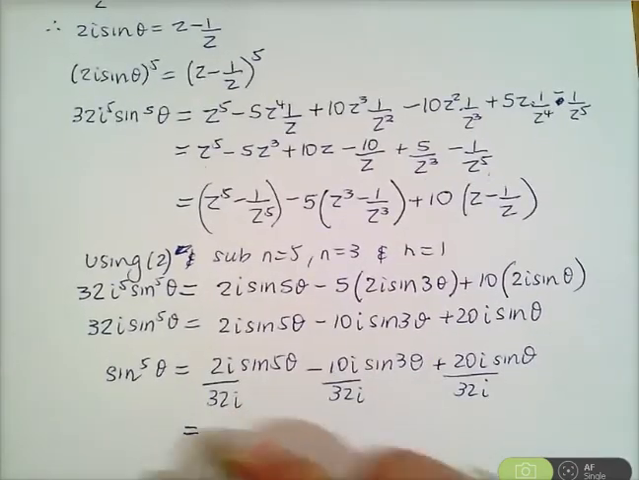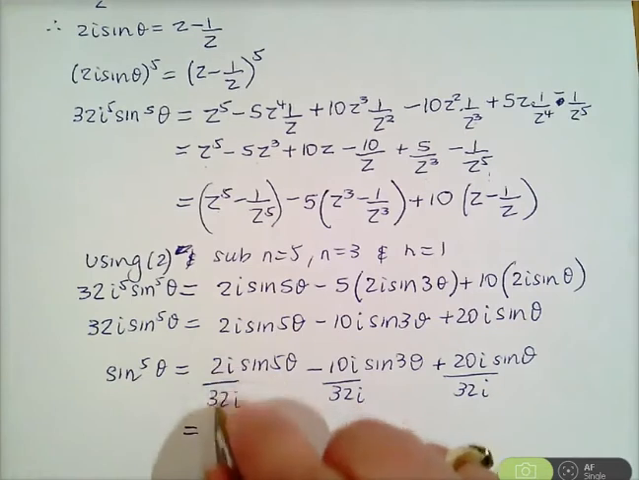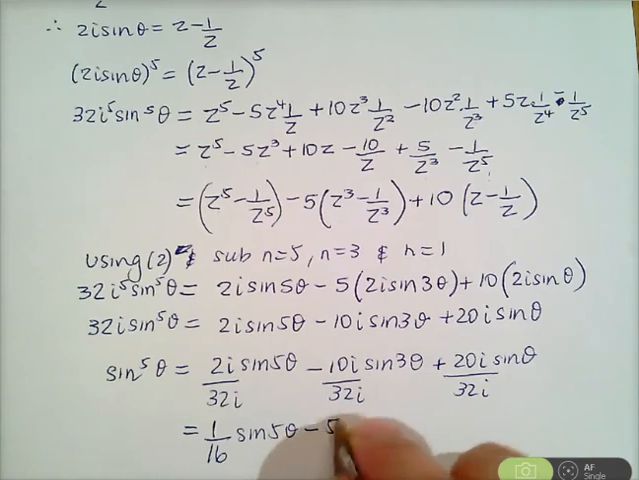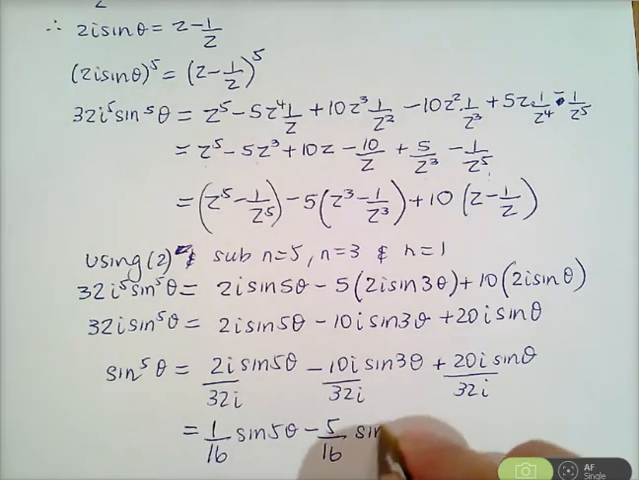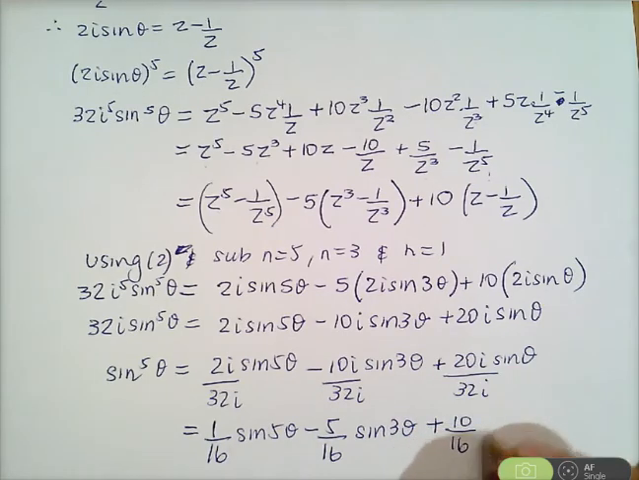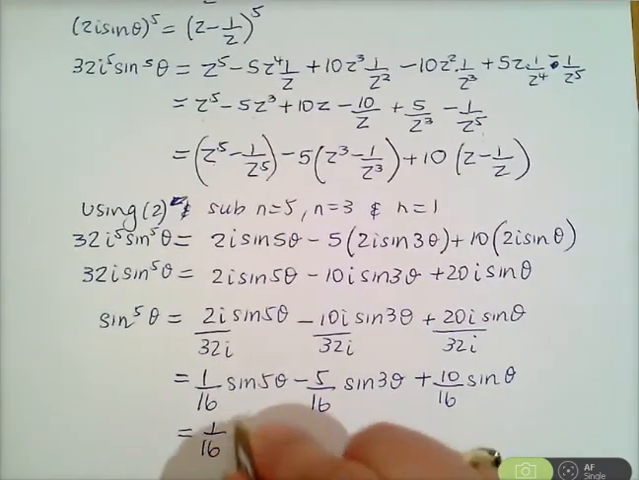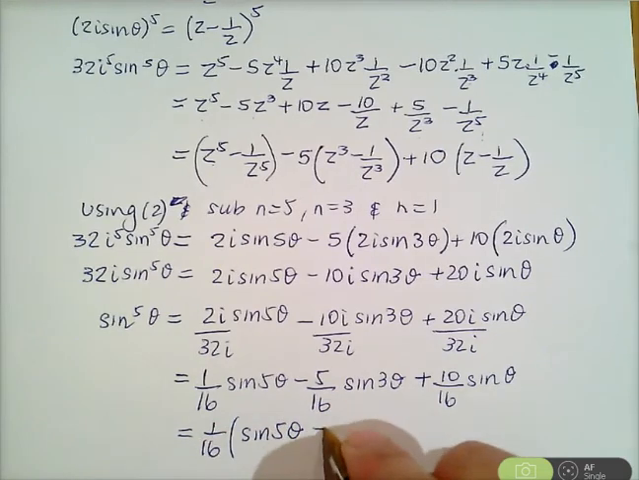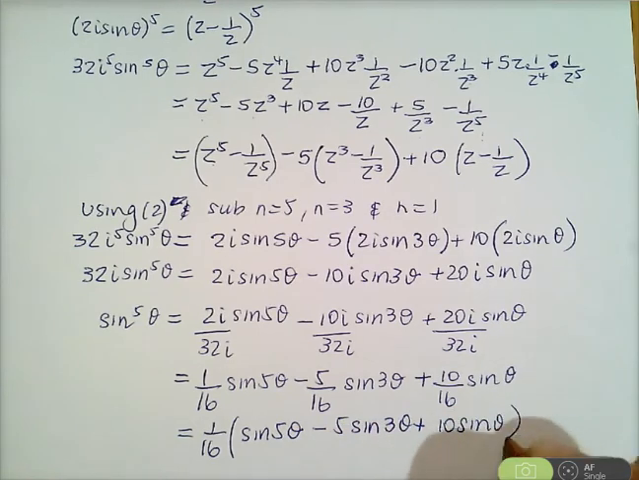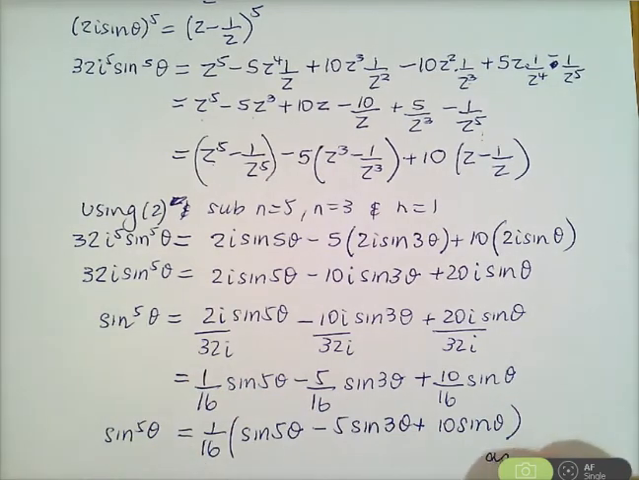Now the i's cancel, and simplifying these fractions, if you're looking at the result that we're trying to get, 1 over 16. So simplifying this, we get 1 over 16 sine 5 theta, because the i's cancel, minus 5 over 16 sine 3 theta, plus, just going to divide these both by 2, 10 over 16 sine theta. So therefore, taking out 1/16 as a common factor, we go 1 over 16 sine 5 theta minus 5 sine 3 theta plus 10 sine theta, and that is our result. Sine to the power of 5 theta equals that expression there as required.